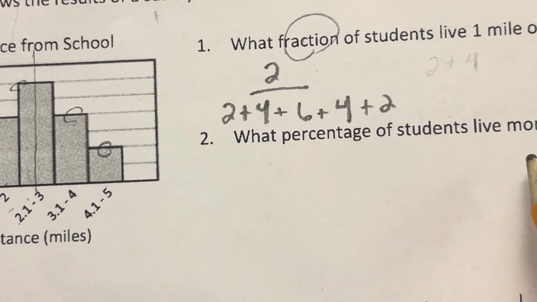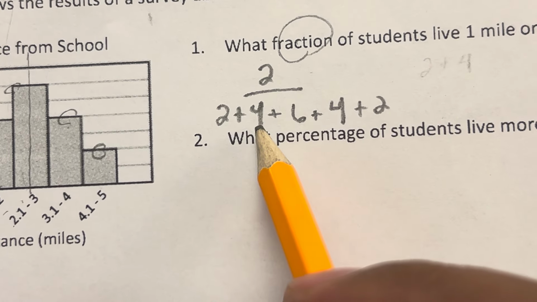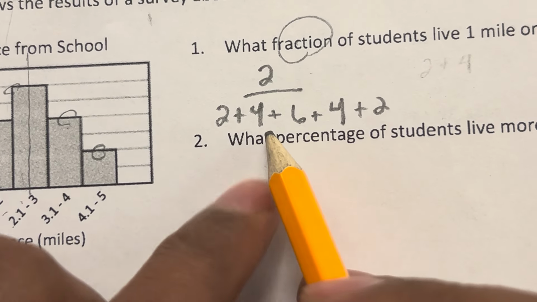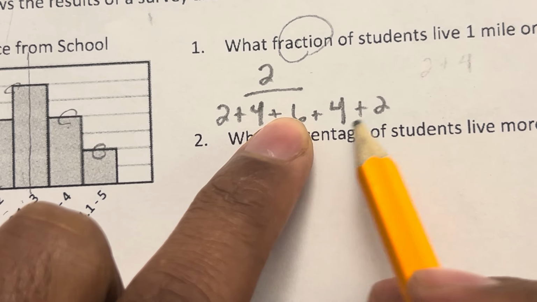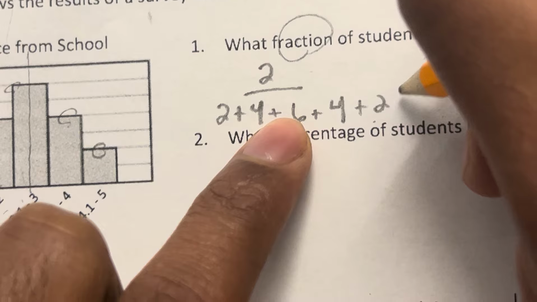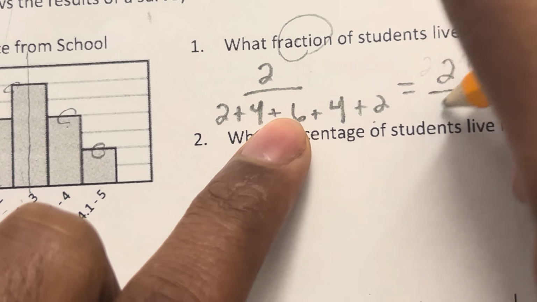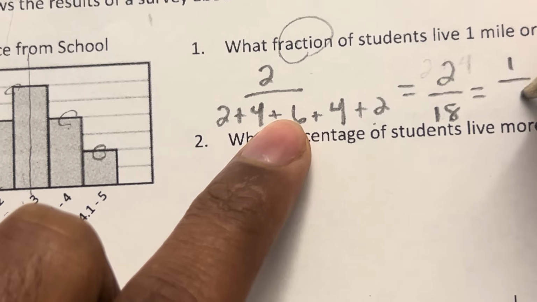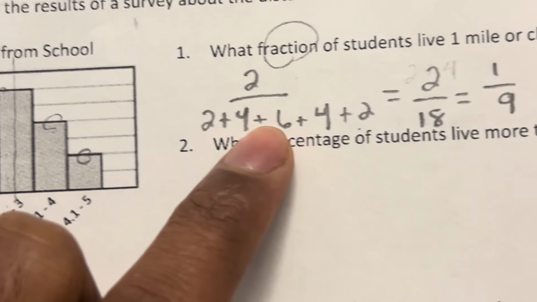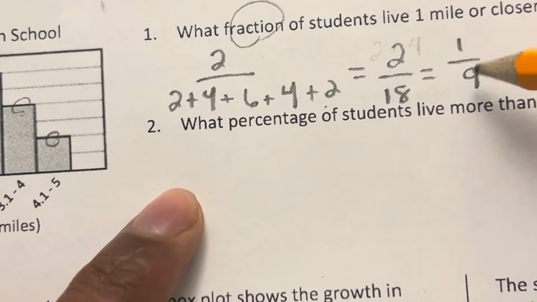All right. So 2 plus 4 is 6. 6 plus 6 is 12. 16, 18. All right, so this is equal to 2 over 18. Well, does 2 go into 18? Yes, it does. 9 times. This is the answer for 1.